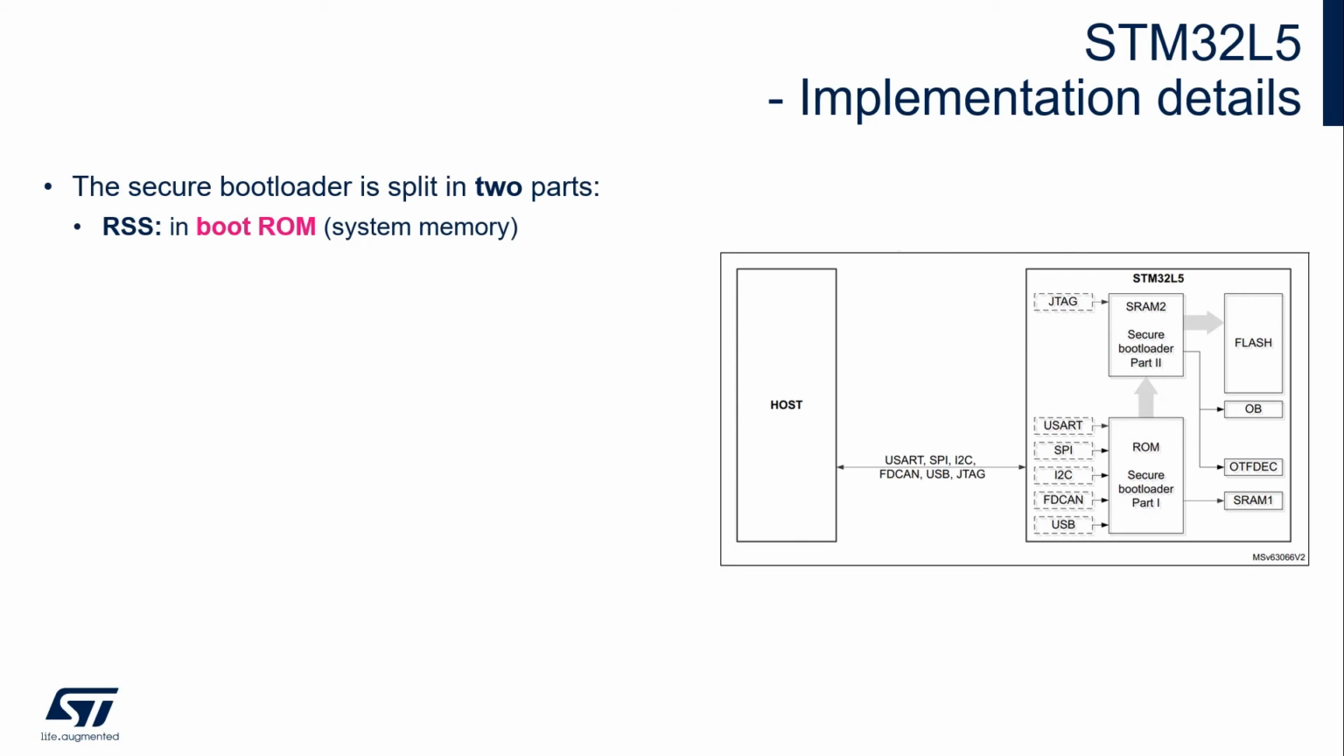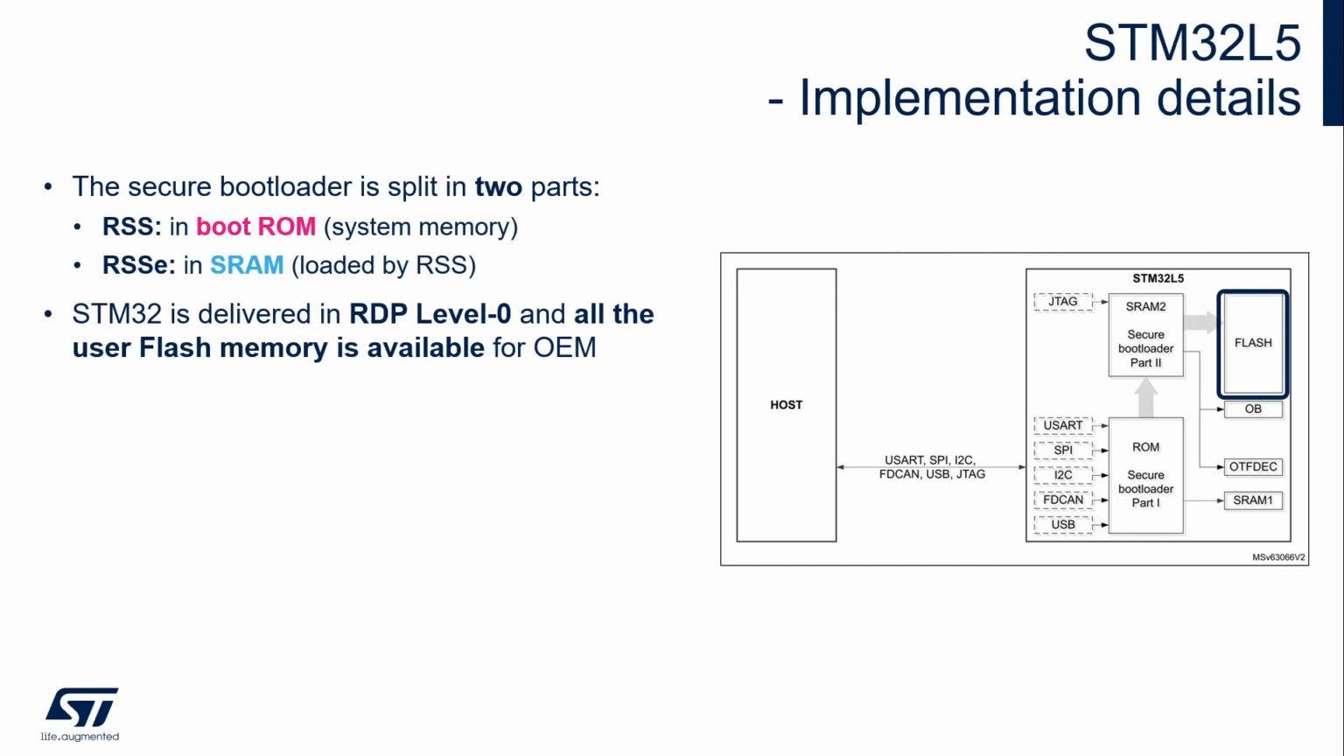The implementation for STM32L5 is slightly different. Also in this case, the secure bootloader is an expansion of the system bootloader, but the code is split in two parts. The first part, with the RSS security services, is stored in the system memory boot ROM, while the second one, named RSS extension, is loaded in the SRAM2 by the host via the RSS. This allows for more flexibility to the process.